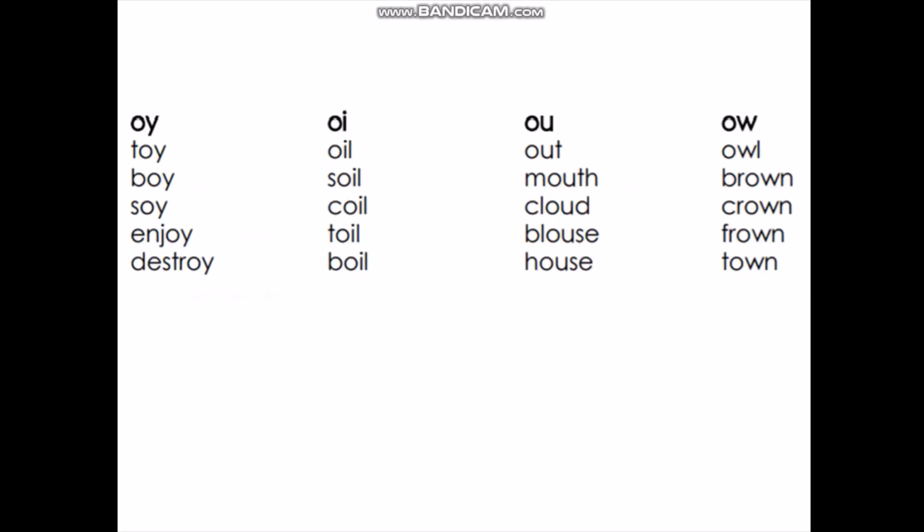So now let's read each example of vowel diphthongs. Let's have this part first. The oi sound. We have toy, boy, soy, enjoy, destroy. Now your turn to read. Good job. So now let's have this one. Oil, soil, coil, toil, boil. Your turn to read. Very good. Now let's have this part. Out, mouth, cloud, blouse, house. Your turn to read.